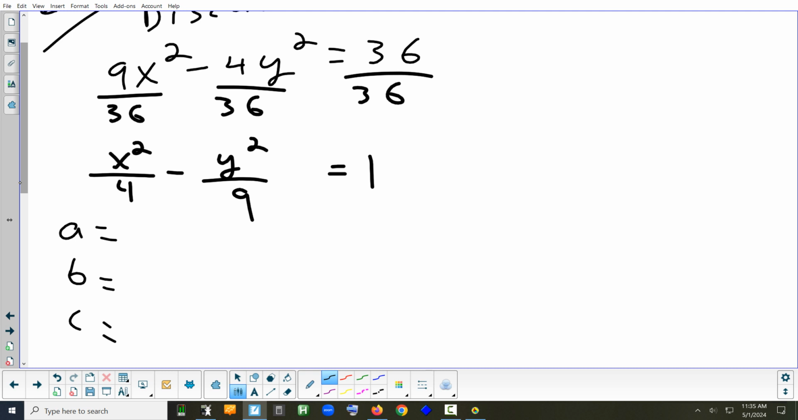So what's A in this case? 2. B? 3. And c squared equals a squared plus b squared. What's c? Square root of 13. Yep. Okay, so go through it quick. Center is going to be 0, 0.